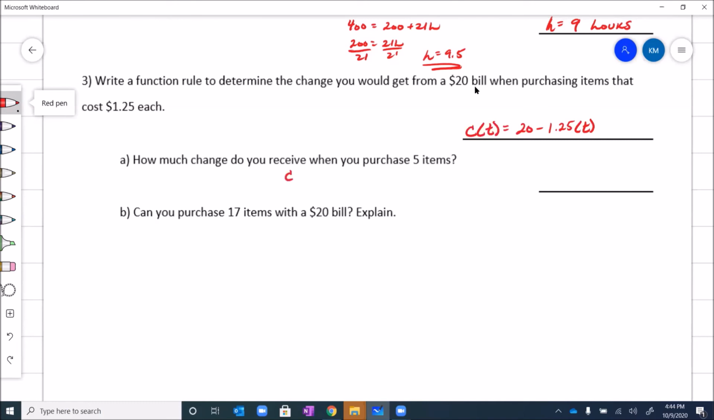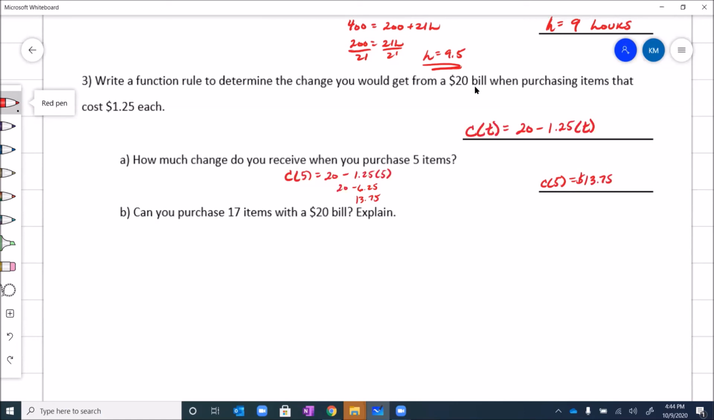So how much change would you receive if you purchased 5 items? Well, C of T, I'd receive, no, it's not going to be C of T because I know that that T is 5. 5 items. So 20 minus 1.25 times 5, and that gives me $6.25 when I multiply it. And so minus 6.25, and that gives me $13.75. So the change I would receive after buying 5 items would be $13.75.